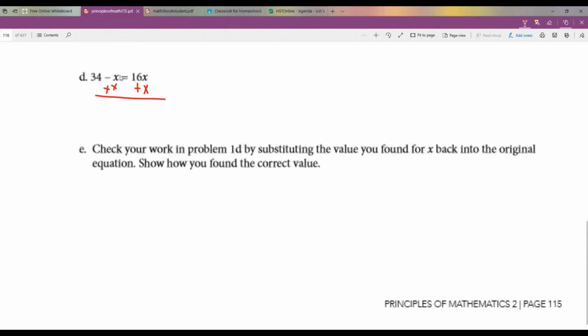So now these cancel out. So here we're left with 34 equals 16 plus 1. Here we're left with 17. 34 equals 17X.